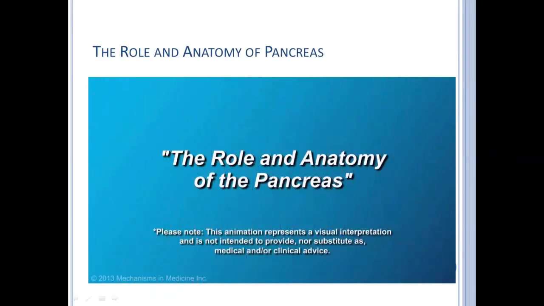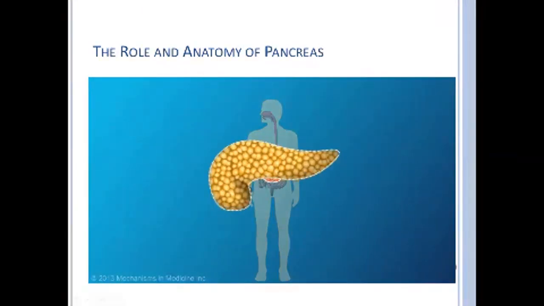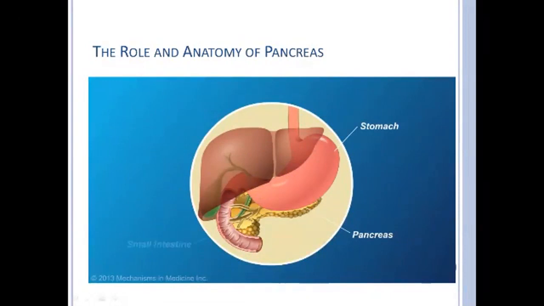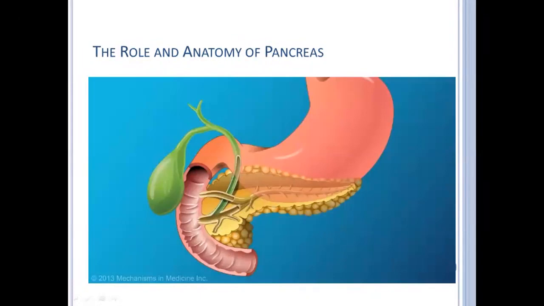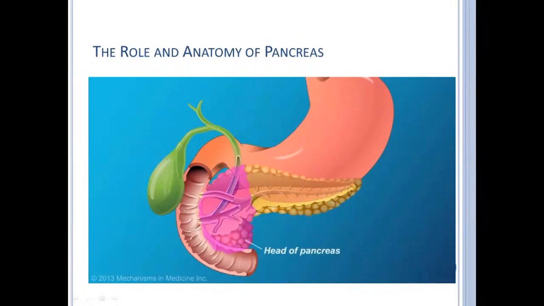The role and anatomy of the pancreas. The pancreas is an important organ in the digestive system. It is located in the upper abdomen, directly behind the stomach and next to the small intestine. In most adults, it is between 6 and 10 inches long and 2 inches wide. The pancreas is comprised primarily of a network of tubes or pancreatic ducts that release liquids into the upper portion of the small intestine, called the duodenum. Anatomically, the pancreas is divided into three regions: the head, the body, and the tail.